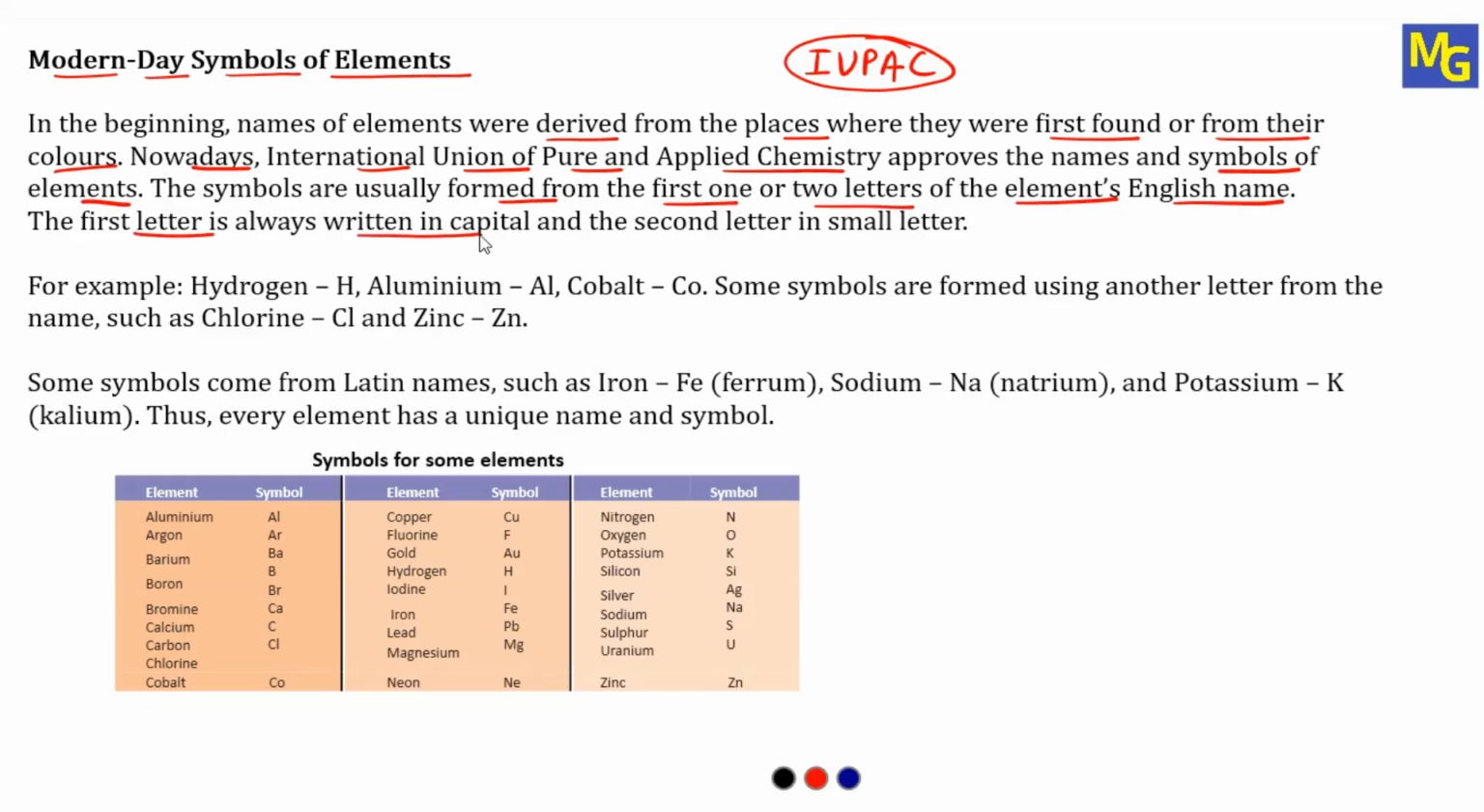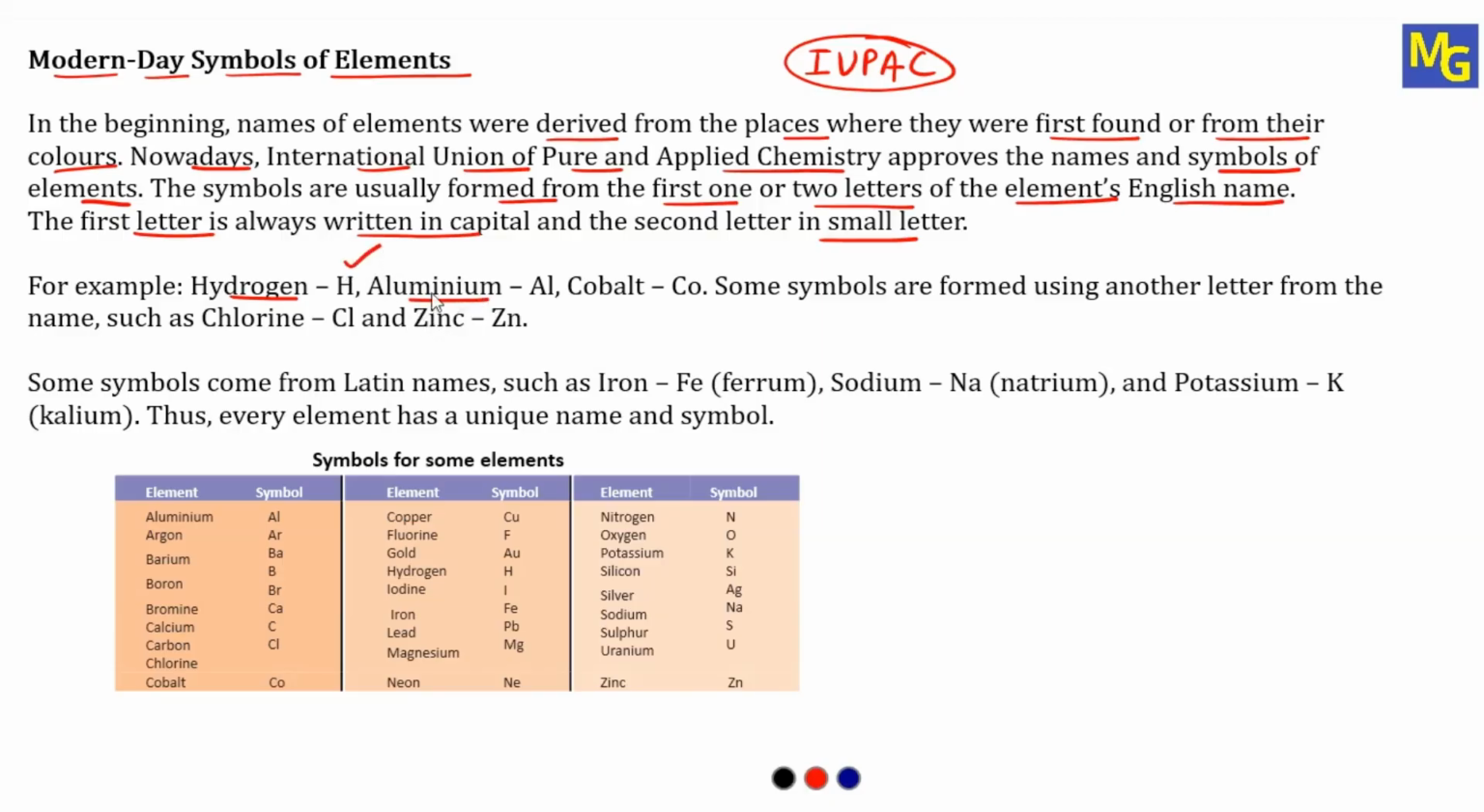The first letter is always written in capital and the second letter is in small. So if you are using only one letter, it should always be capital. If you are using the first two letters, then the first should be capital, the second should be small. For example, hydrogen: we are using only one letter, that is H, and H is capital.